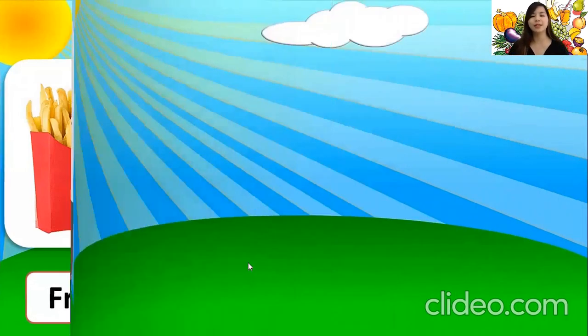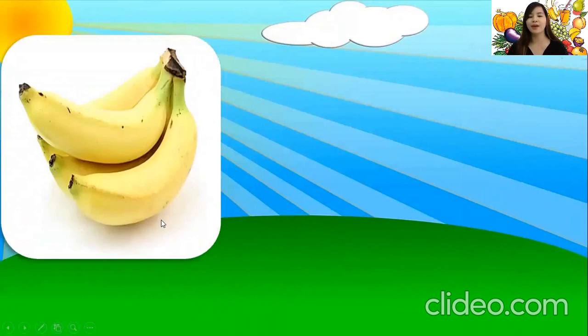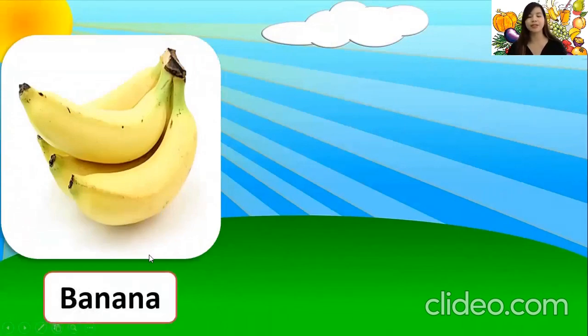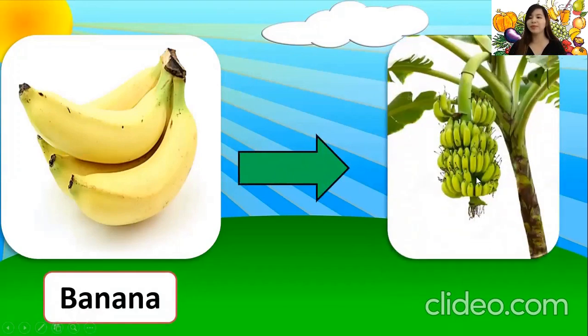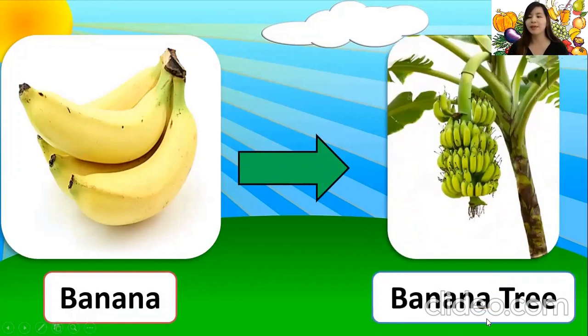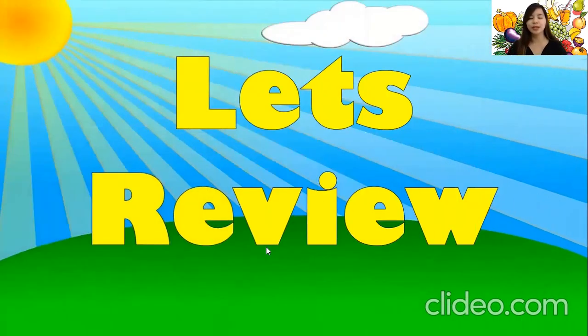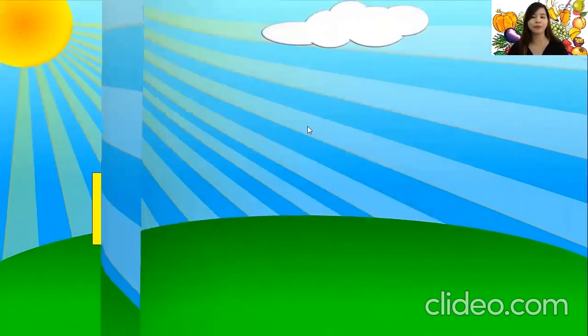Okay, so this one is the last one. We have here the banana. Very good. So where does banana come from? It comes from the banana tree. Very good. Again, banana comes from banana tree. So those are some foods and where they come from. Okay, so let's review now.